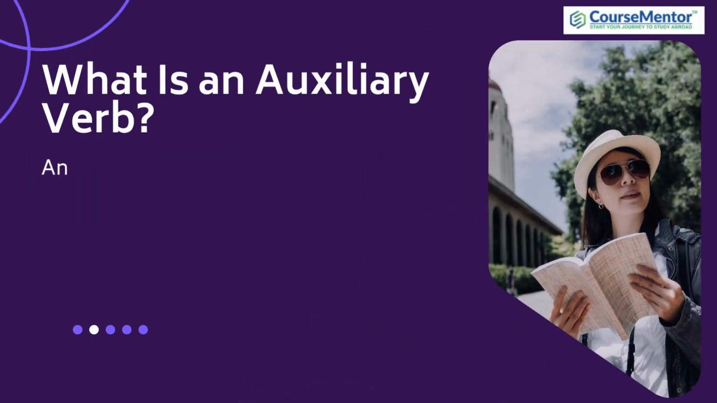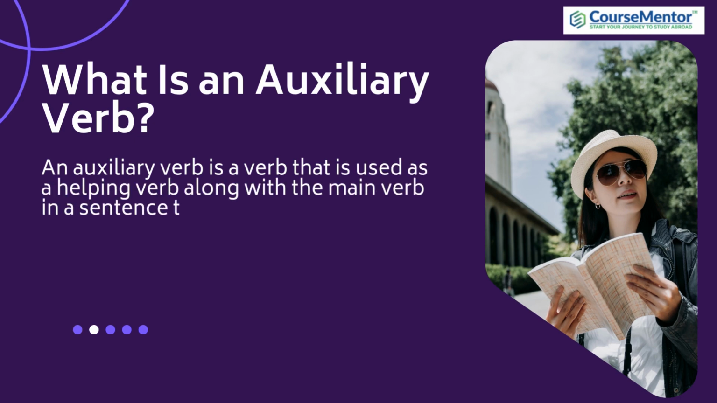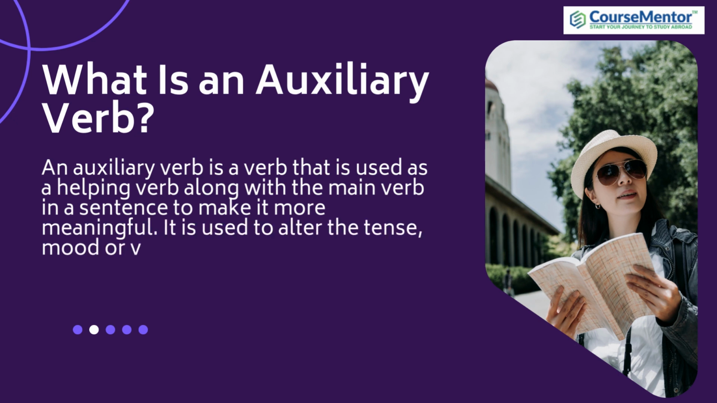Let's start with the definition of auxiliary verb. An auxiliary verb is a verb that is used as a helping verb along with the main verb in a sentence to make it more meaningful. It is used to alter the tense, mood or voice of the sentence.